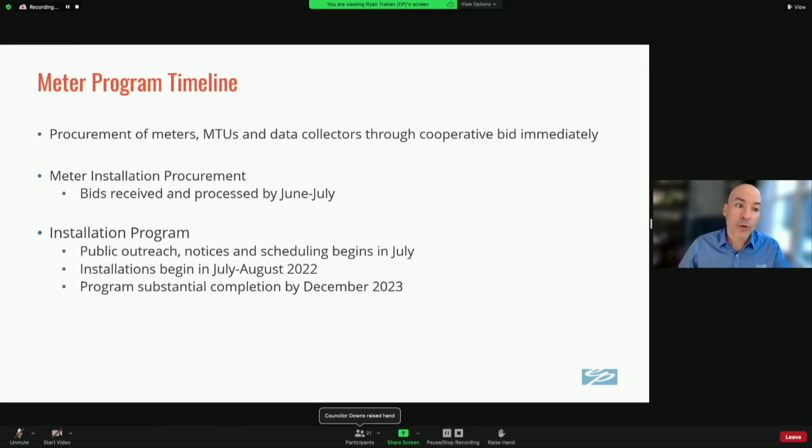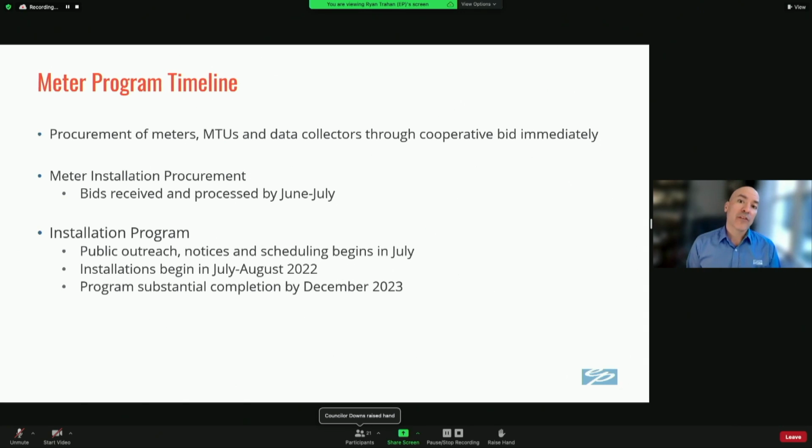As part of this program and timeline, first would be the procurement of all the meters, the MTUs, and the data collectors. And the commissioners indicated that they'd be going through the cooperative bid immediately upon approval. Then the installation of all the meters in that program would be issued through a separate procurement, which I'll go through in a second. Those bids could be received and processed by summer.